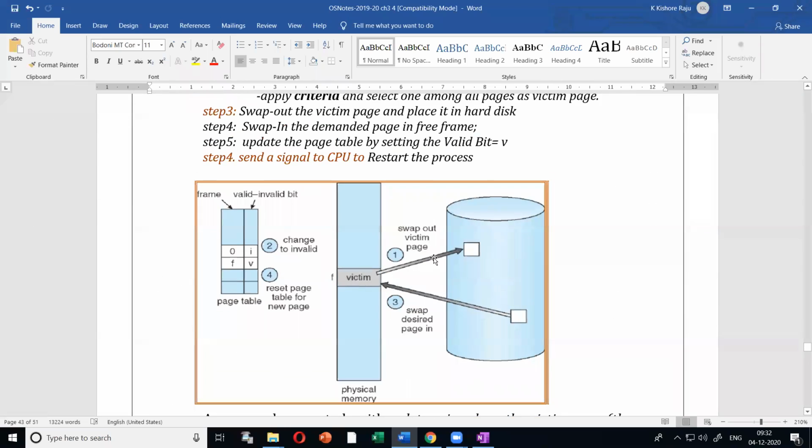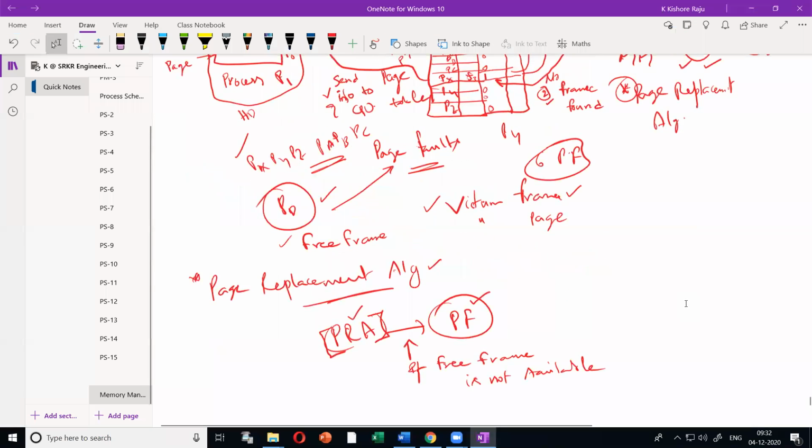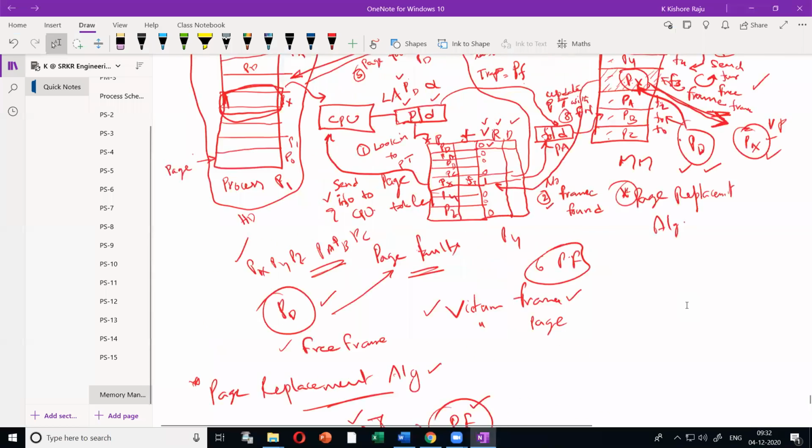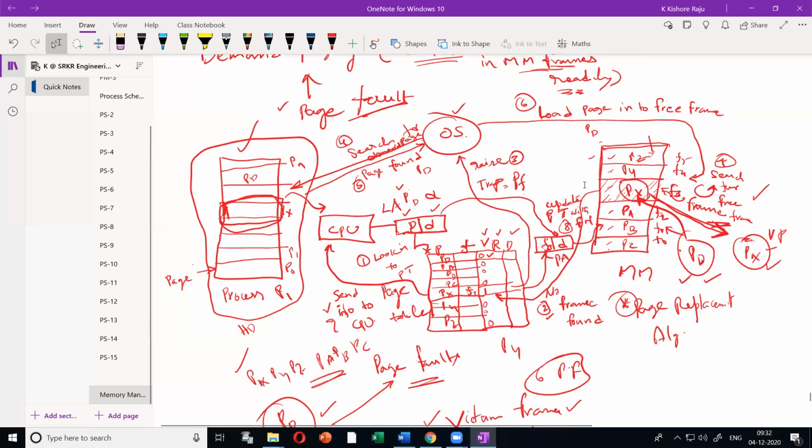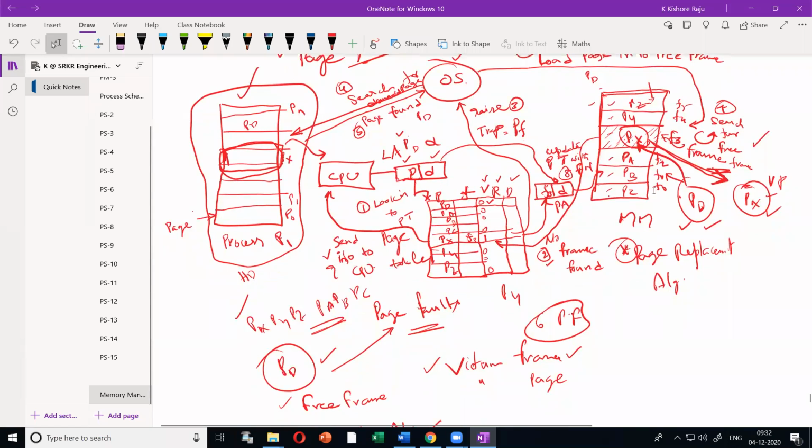Okay, so why is the page replacement algorithm required? If the requested page is not available, it will raise a page fault. And if the page fault mechanism is trying to place that particular demanded page into the main memory frames, and a free frame is not available, then only the page replacement algorithm will be triggered. Is it clear or not?